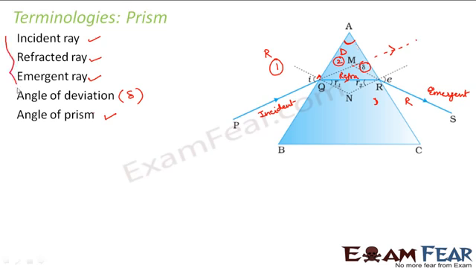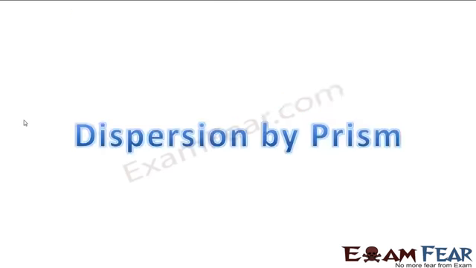These are some of the terminologies which will be helpful as we go ahead and study more about prism. In a prism, there is always an incident ray, a refracted ray, and an emergent ray. The angle which the emergent ray makes with the incident ray is known as the angle of deviation. And every prism has an angle of prism which is characteristic of itself.